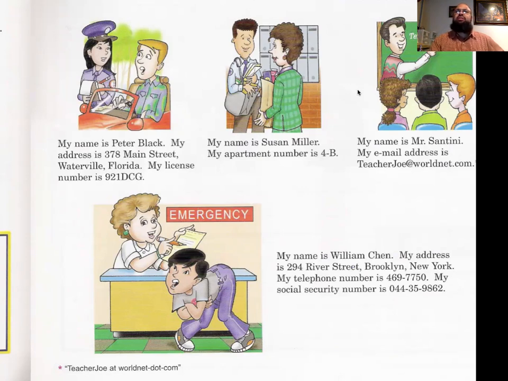My name is Mr. Santini. My email address is Teacher Joe. Now, this thing here is pronounced at. That's how you say it, at worldnet, and then this part over here, you say .com. So my email address is teacherjoe@worldnet.com.